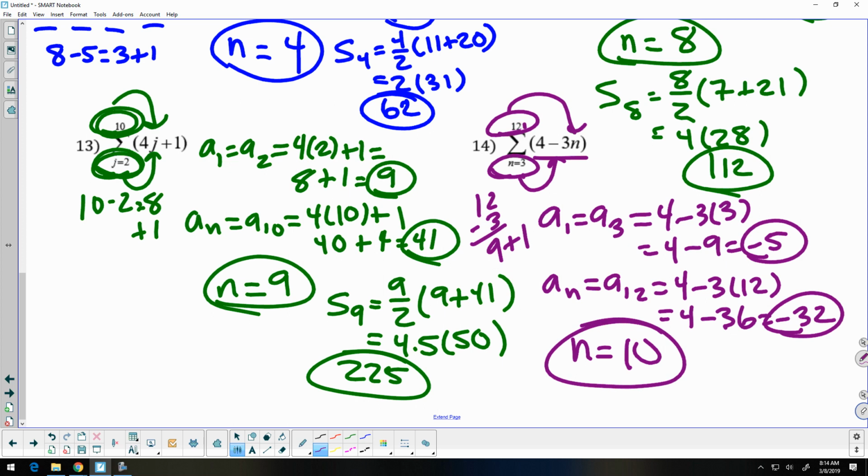So now find the final sum. So plugging this all into the final sum formula should come out to be negative 189, or 85, sorry. Negative 185 would be your final answer.